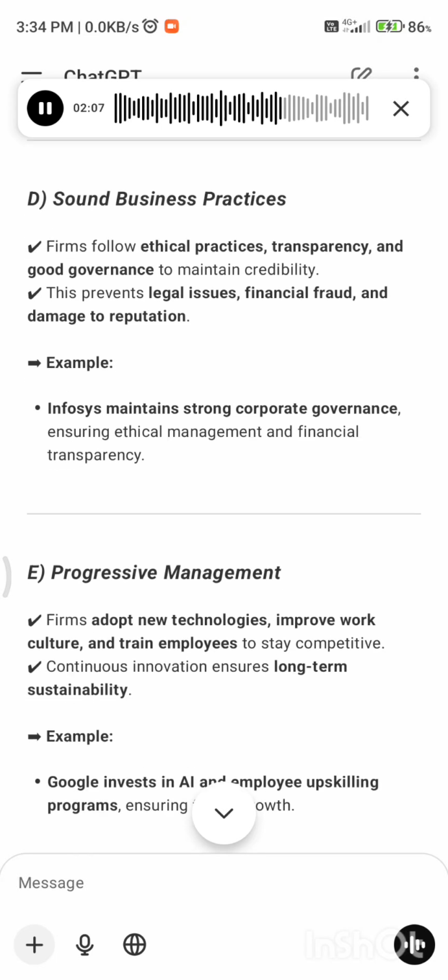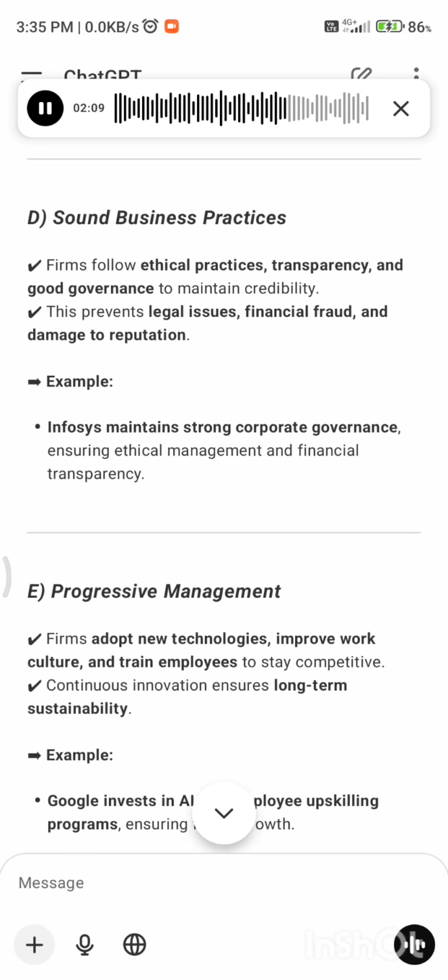D. Sound business practices. Firms follow ethical practices, transparency, and good governance to maintain credibility. This prevents legal issues, financial fraud, and damage to reputation. Example: Infosys maintains strong corporate governance, ensuring ethical management and financial transparency.